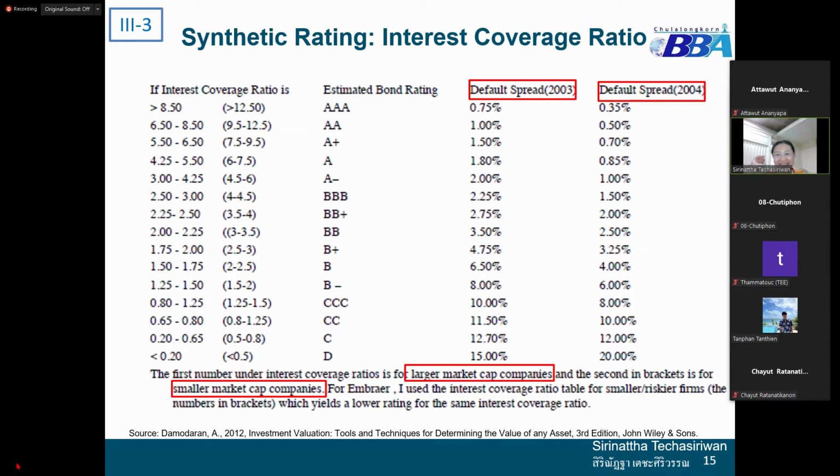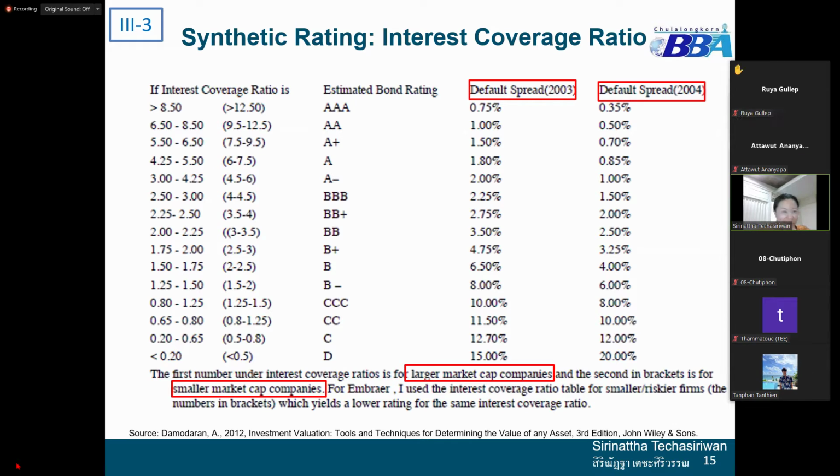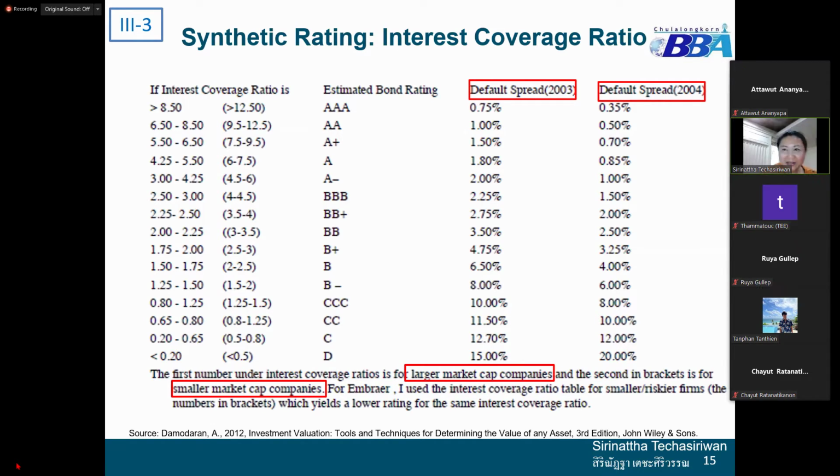Any student? You're supposed to have learned this from your very beginning year. The formula for interest coverage ratio. Yeah. Is it EBIT divided by interest expense? EBIT divided by interest expense. Yeah, thank you, Haruya. I'm kind of surprised that you don't remember the formula.